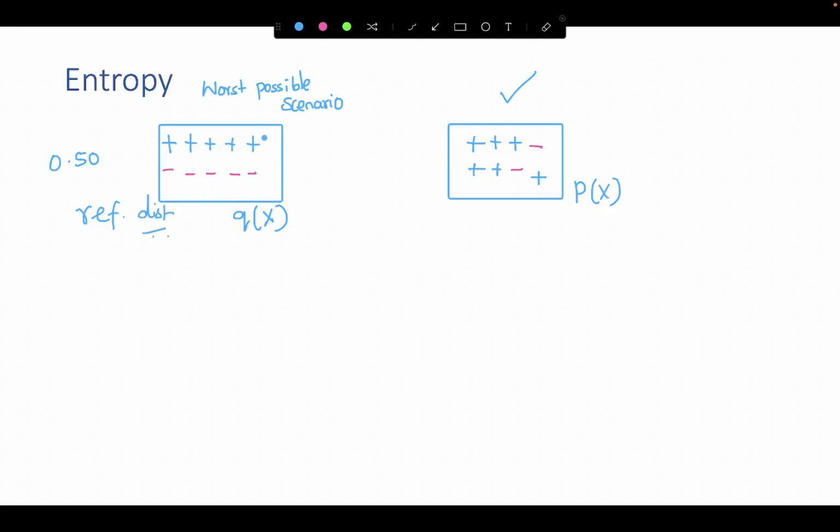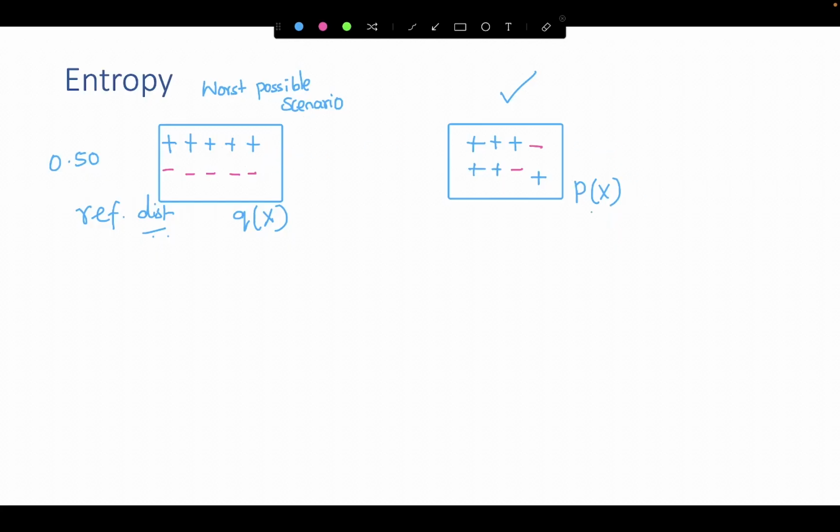The ultimate objective of the decision tree, as we have learned earlier, is to split the data into different subnodes that are as homogeneous as possible. So the worst possible situation occurs only when you have an equal number of positive labels and negative labels in each subnode, and that's what we are observing here. The reference distribution that we have considered is the worst possible scenario one can encounter.